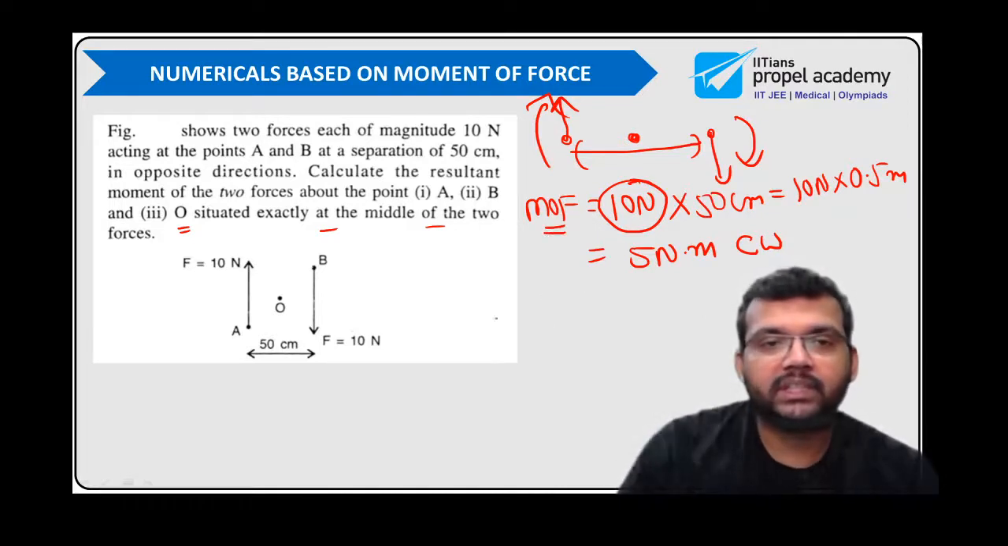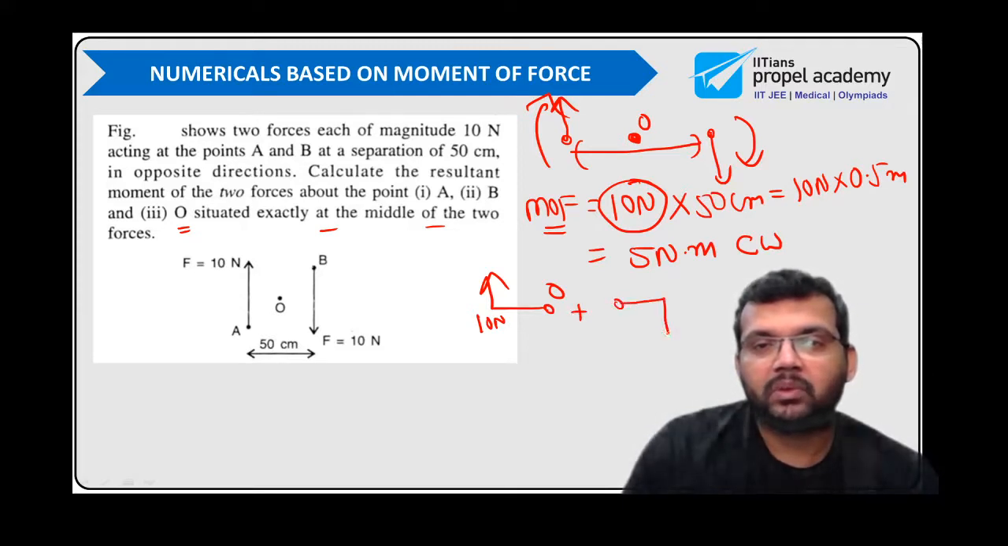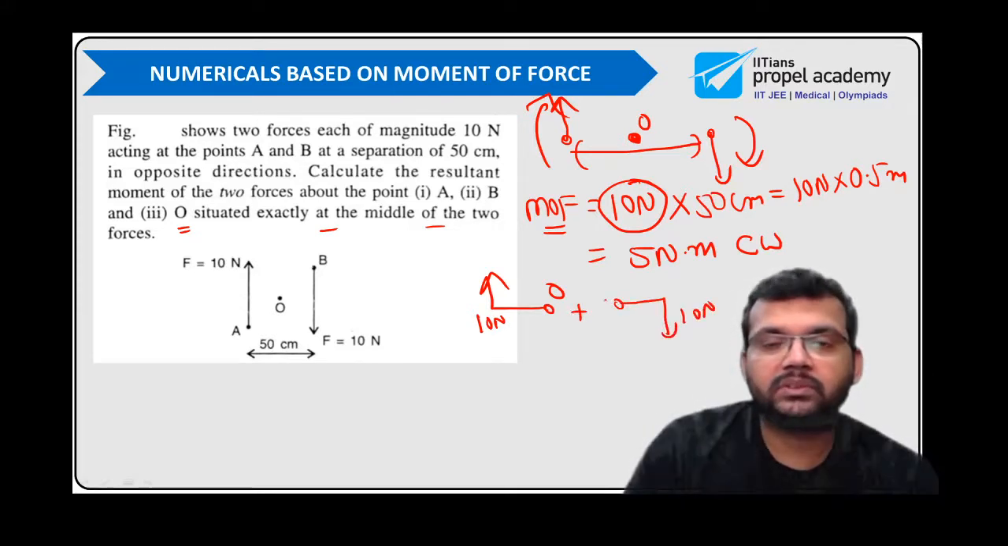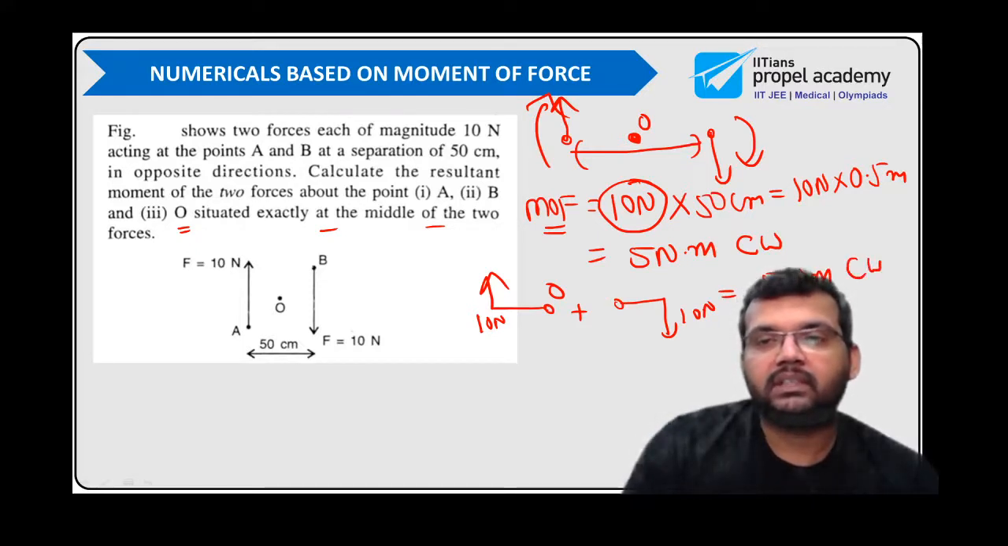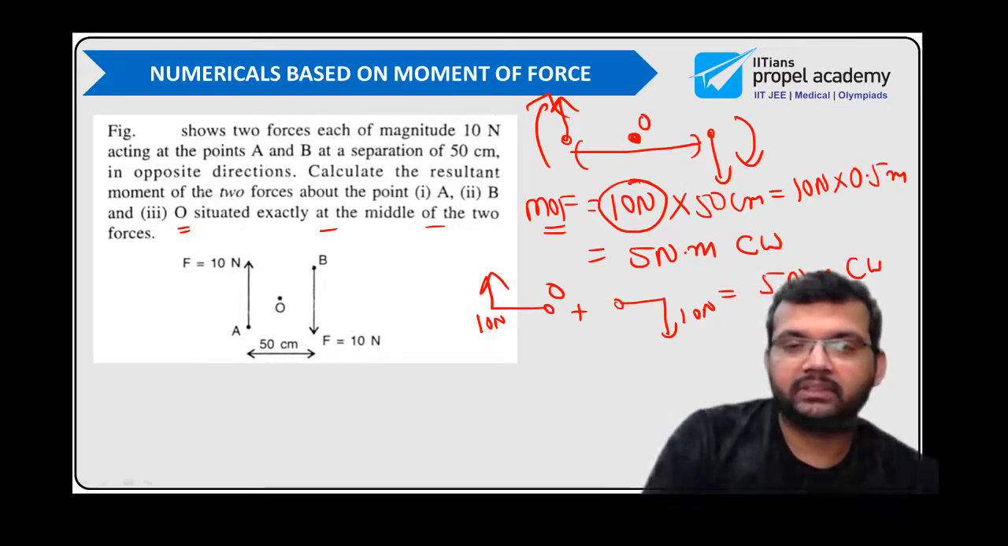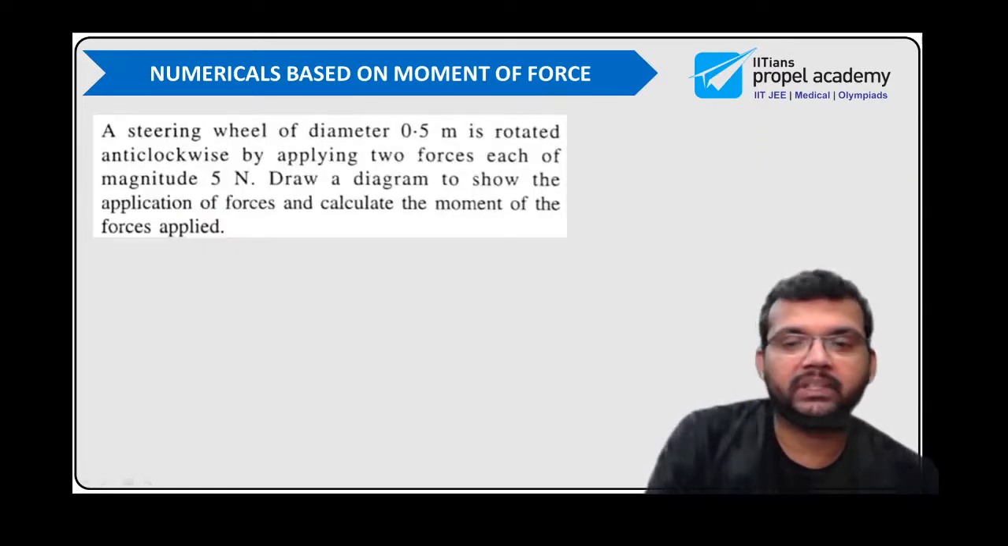The same question you can write even in a different way. The same answer you can give in a different way. From O you take 10 newton, plus from O you take 10 newton. So you add these two, then also you get 5 newton meter in clockwise. Either method you can choose. Any one method you can choose.